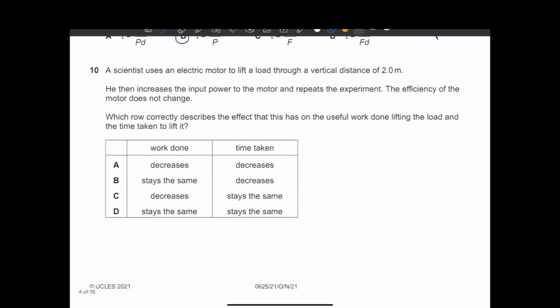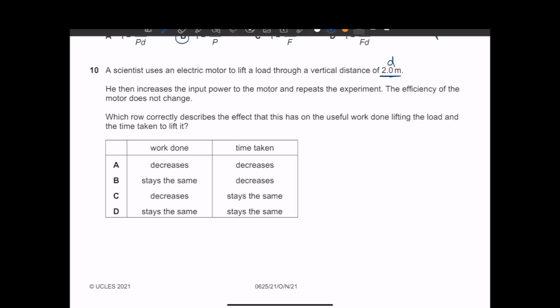In question 10, a test uses an electric motor to lift a load through a vertical distance of 2 meters. So here we have a displacement. So he then increases the input power of the motor and repeats the experiment. The efficiency of the motor does not change. This is a very important point. It means 100% efficiency. So which row correctly describes the effect that this has on the useful work done lifting the load and the time taken to lift it?